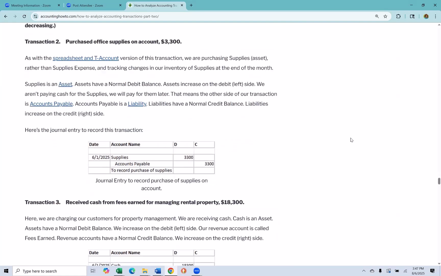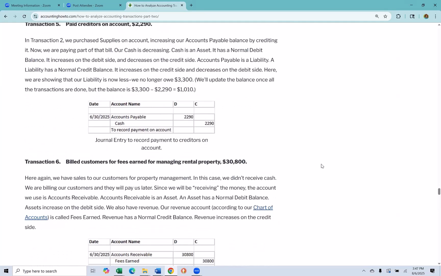The next one, we bought supplies on account. On account, we haven't paid for them yet. So that's going to be accounts payable. We need to pay that later. So it's a liability. It's something that we owe. And here's the journal entry, the exact same journal entry that you will see in your accounting homework. And we go down through all of those transactions.